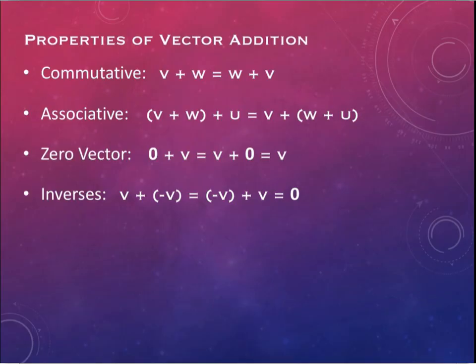Zero vector, excuse me. When you add a zero vector to something, it doesn't change it. That should make sense because zero has no direction and no size. Of course, it's not going to change anything, right? And inverses. Inverses say that when you add something to its opposite, you get back to zero. Right, so imagine you ran 3 miles east and then you turn around and ran 3 miles west. Hopefully you're back where you started. That's what that would be doing for you, right?